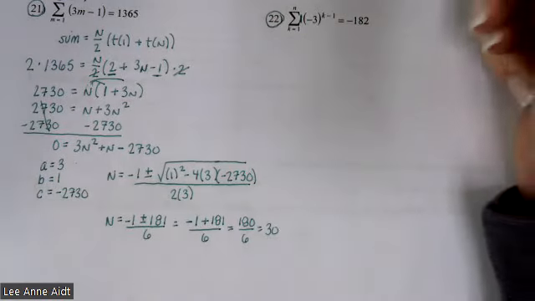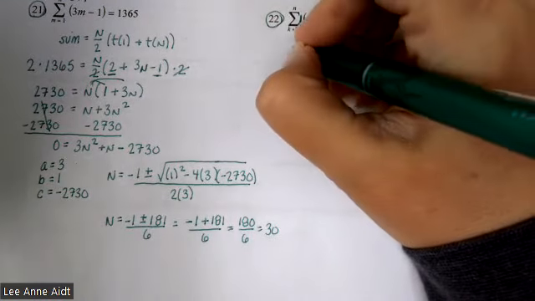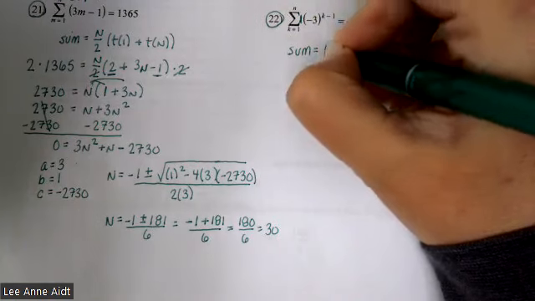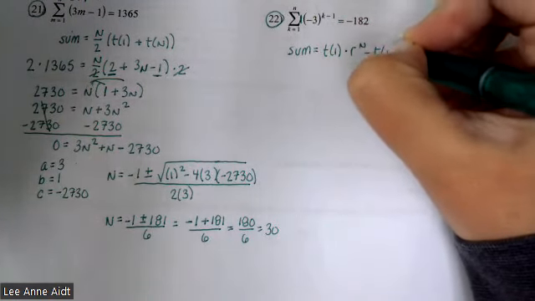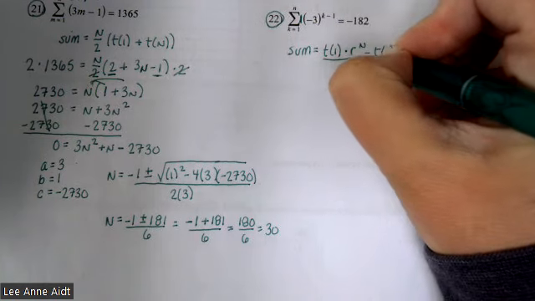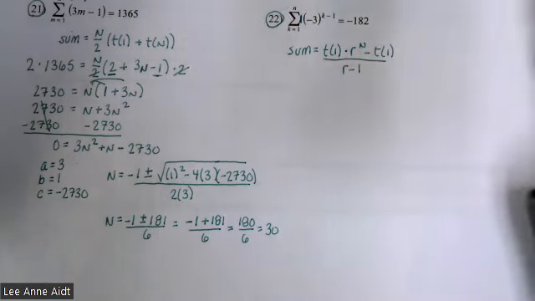Okay. Now we have a geometric one. It has a different formula. Sum equals first term times r to the n minus first term over r minus 1.